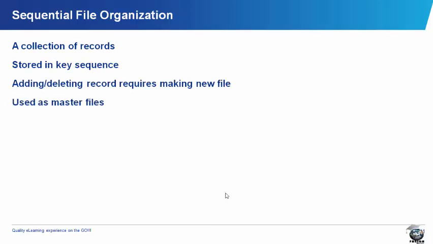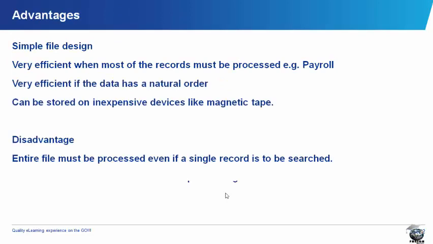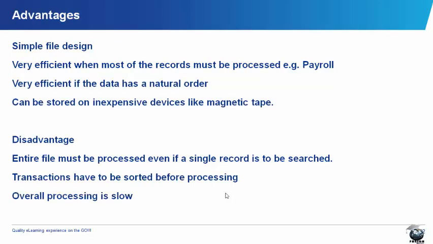Also, we have sequential file organization. This involves a collection of records, and they are stored in key sequences. Adding and deleting a record requires making a new file, and it can be used as master files. What about advantages of this? It has a very simple file design. It is very efficient when most of the records must be processed, maybe like a payroll, and it's also very efficient if the data has a natural order. It can also be stored on inexpensive devices like magnetic tapes.